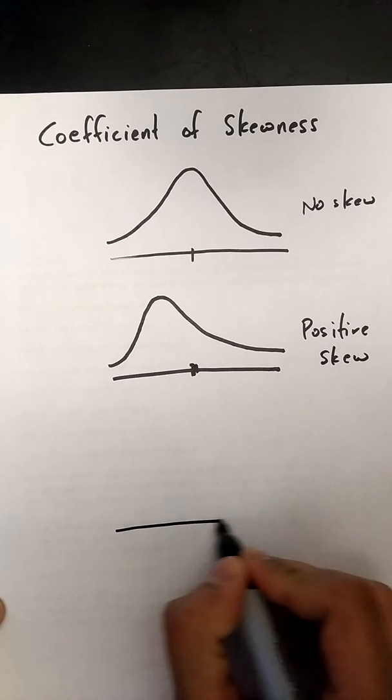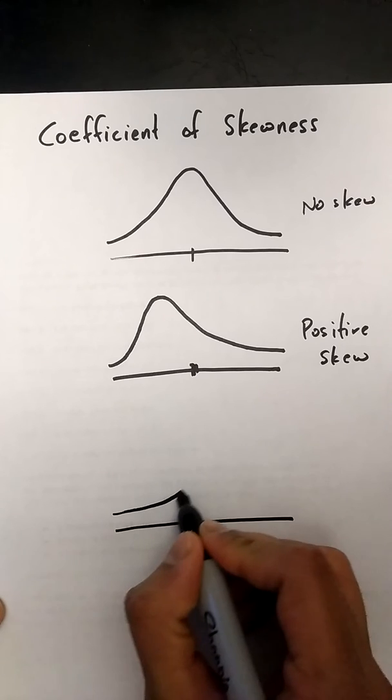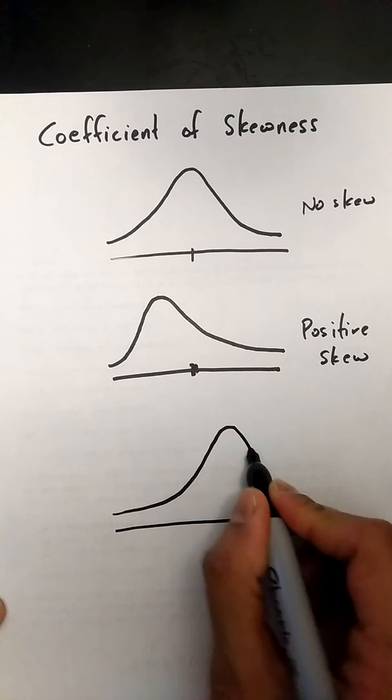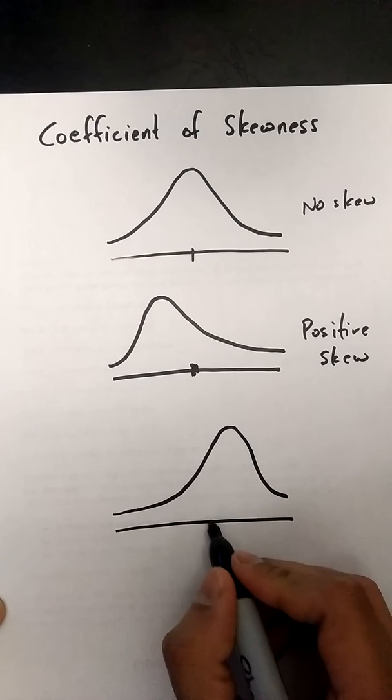Then you can have negative skew as well. This just means that majority of the values are concentrated after the mean and the median.